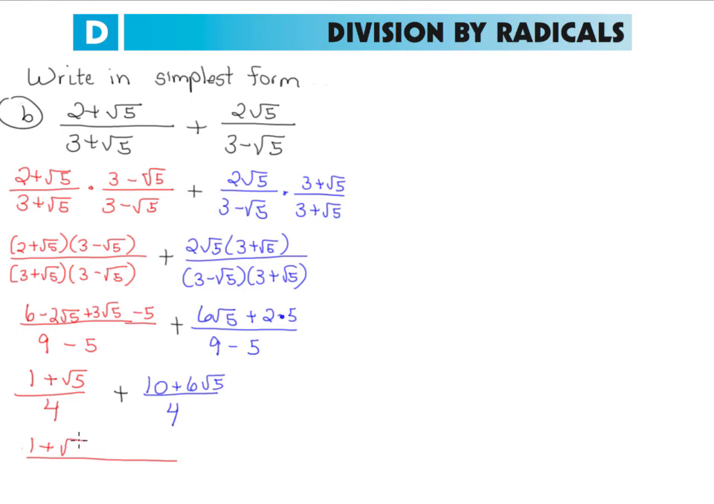Since I have the common denominator, I'm just going to combine all of the top together, so I can write it as 1 plus the square root of 5 plus 10 plus 6 the square root of 5 all over the common denominator 4. Then combining like terms on top, I end up with 11 plus 7 the square root of 5 over 4. And then I can break up the fraction and write 11/4 plus 7/4 the square root of 5. Now you can either do it this way when I break up the fraction at the last step, or you can break it up earlier as I did in the previous example. You get to choose.